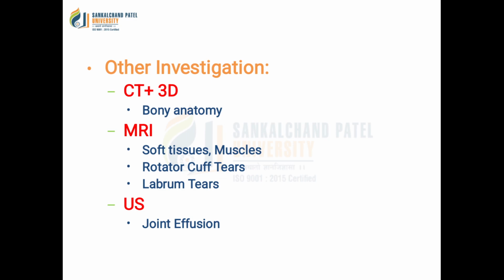So, what are the different investigations to diagnose the shoulder dislocation? First is CT plus 3D, from which we can examine the bony anatomy. Second is MRI, from which we can identify soft tissue, muscles, rotator cuff tear, labral tear. Third is ultrasound. So from that we can identify joint effusion.